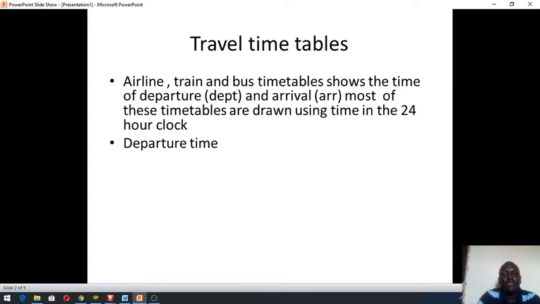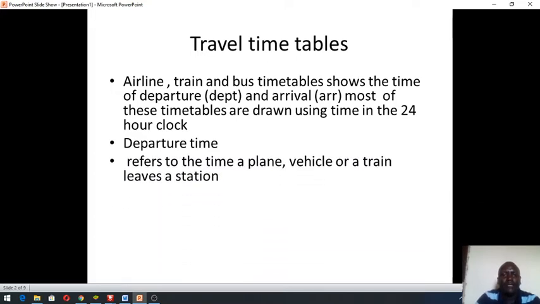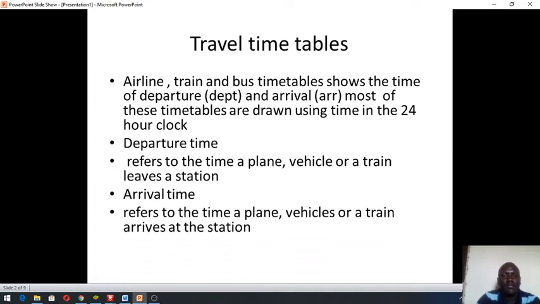Let's look at the meaning of some words that are used in travel timetables. Departure time. Departure time refers to the time a plane, a vehicle, or a train leaves a station. The next word, arrival time. Arrival time means the time a plane, vehicle, or a train arrives at the station. That is arrival time.